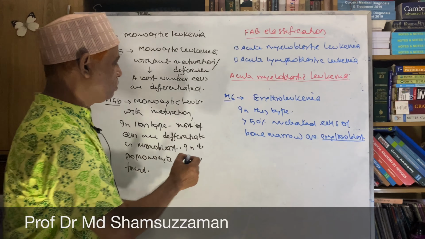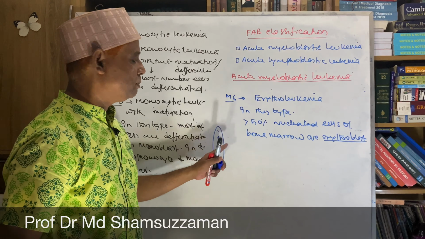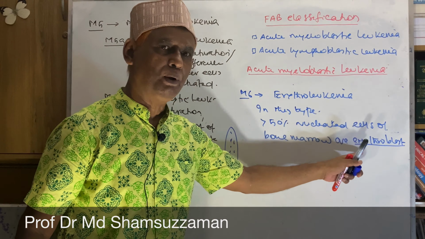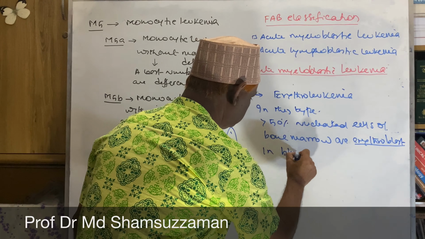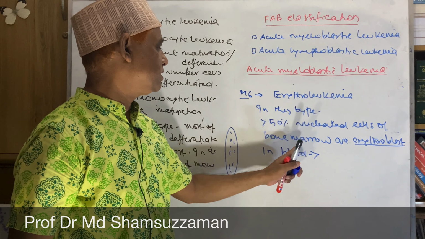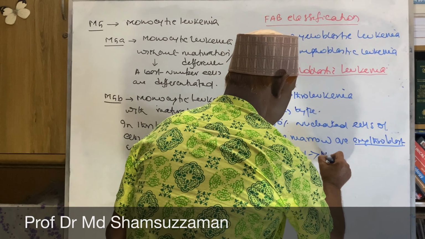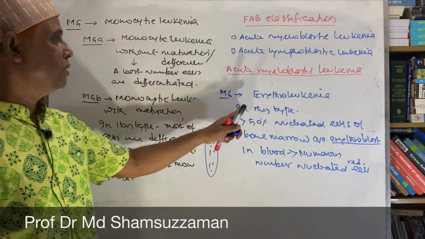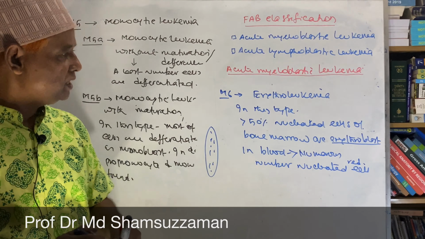Dear audience, if you consider the bone marrow, you know there are nucleated cells of WBC series and nucleated cells of RBC series in the bone marrow. If more than 50% of the nucleated cells in the bone marrow are erythroblasts, then it is a case of erythroleukemia. It is a blood cancer of RBC series. In addition to this, in blood, numerous nucleated red cells are found. So we don't get any nucleated cell in blood normally, but in case of erythroleukemia, numerous nucleated cells are found, and there is more than 50% nucleated red cells of bone marrow as erythroblasts in case of erythroleukemia.